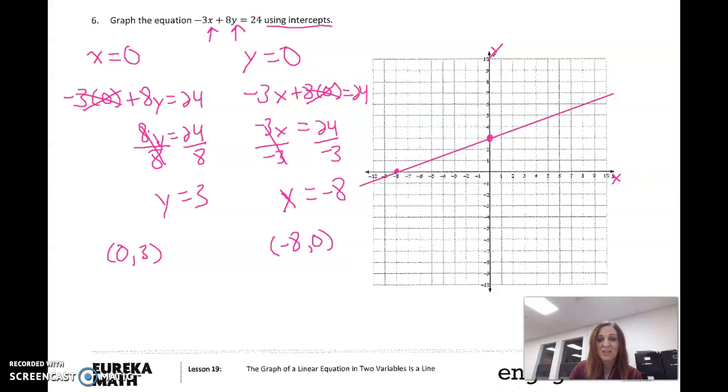Okay, just another method. The other day we were using slope-intercept form, like changing this into slope-intercept form. You can absolutely do that with this one. You're going to get the same line. Okay, so this lesson though, we're going to practice using intercepts.